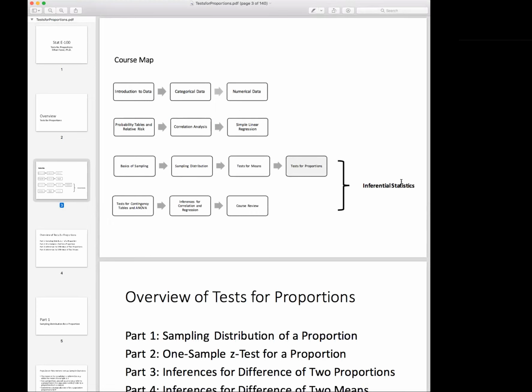Okay, so now that we've gone over the test for means lecture last week in the last module, this module will cover test for proportions. And as you can see, we're coming up to the end of the semester. We just have 2 more modules to learn, and then you will have learned all the material for this semester, and we'll have a course review.